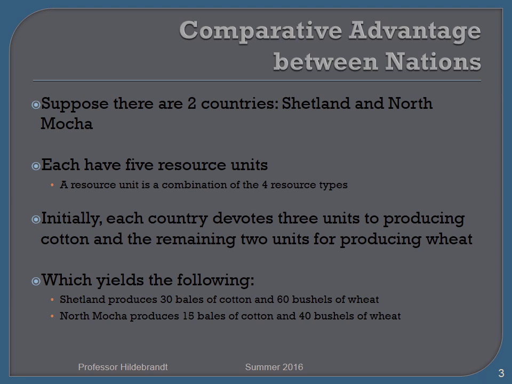So based on the definitions that I presented earlier, which country do you suppose has an absolute advantage in producing cotton? Again, they're putting the same resources in, 3 units total. So who has the greater yield, Shetland or North Mocha? Now think about the production of wheat. When you compare what each country can produce, which country has an absolute advantage in producing wheat?